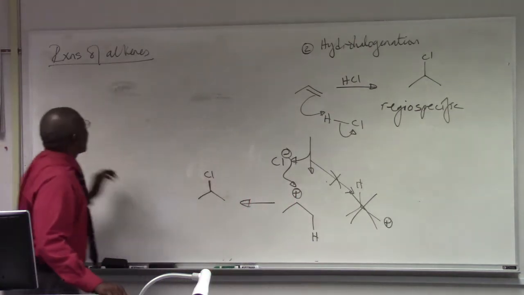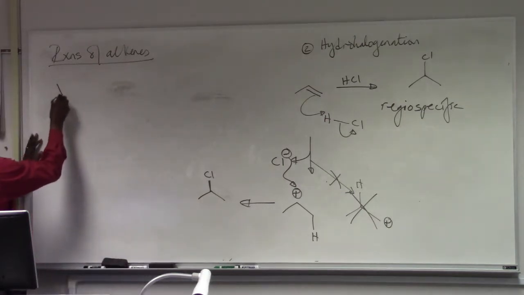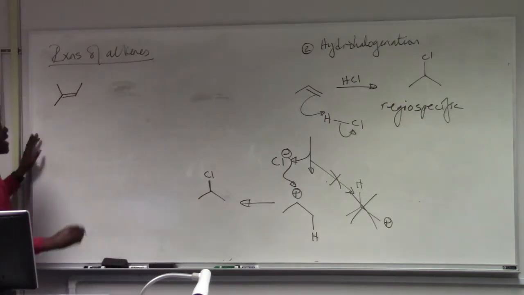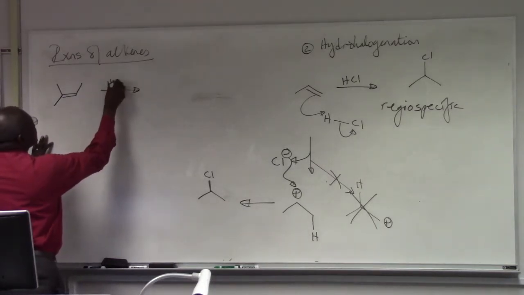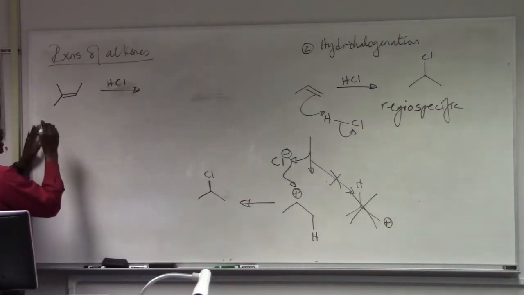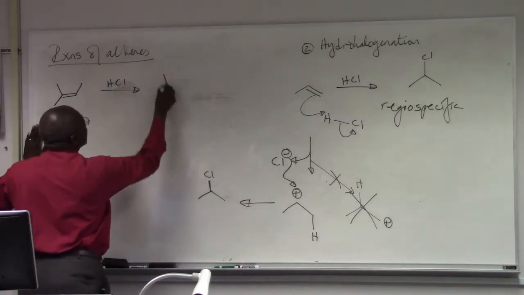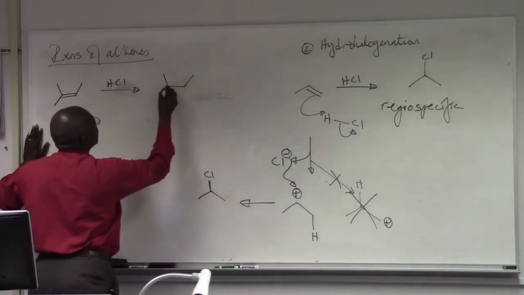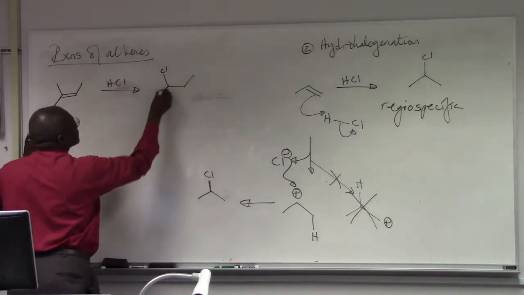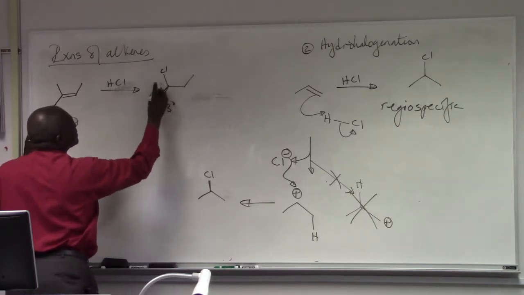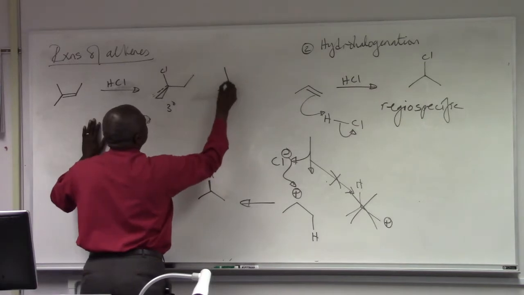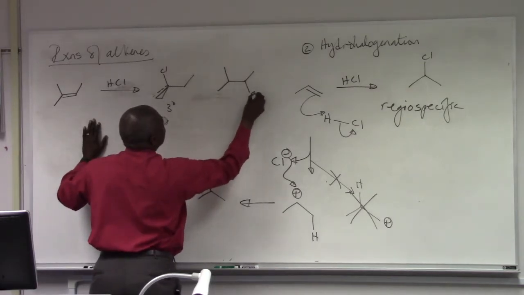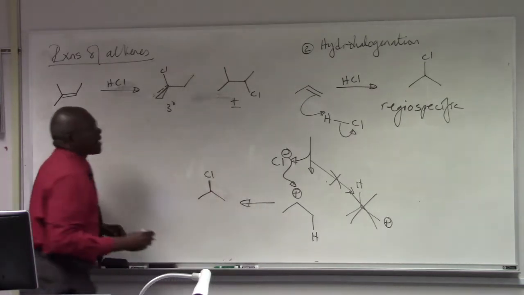This is a different scenario from this case. If I had this alkene, and I treat that with HCl, what actually happens is I end up with two products. I end up with this one, which is the tertiary halide, and I end up with this one, which is a secondary halide. Now that's going to be a plus-minus mixture.